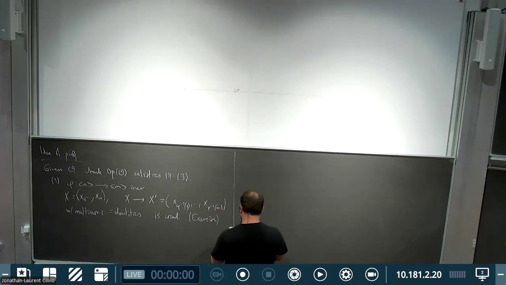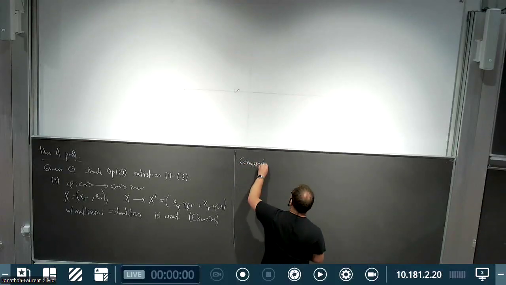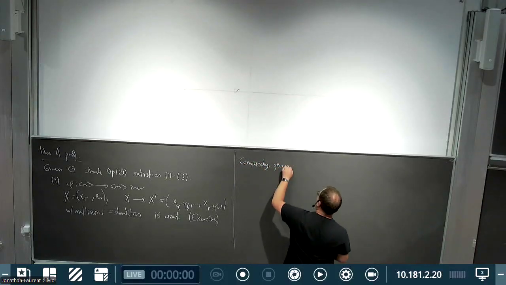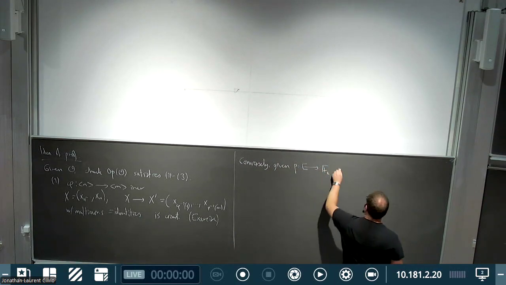So for the converse, given this functor p to the pointed finite sets, we want to define an operad O.